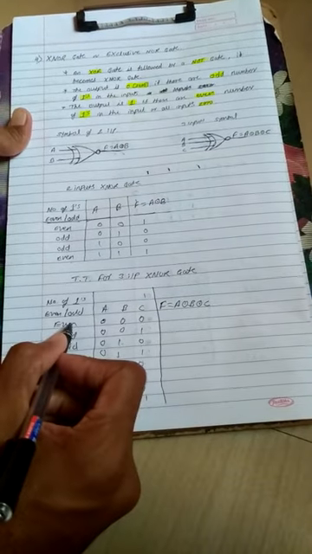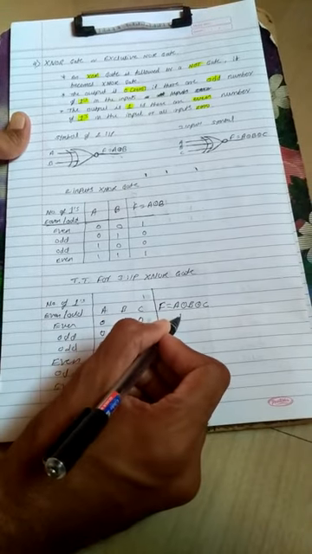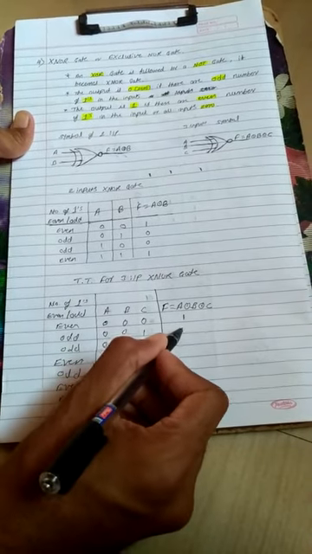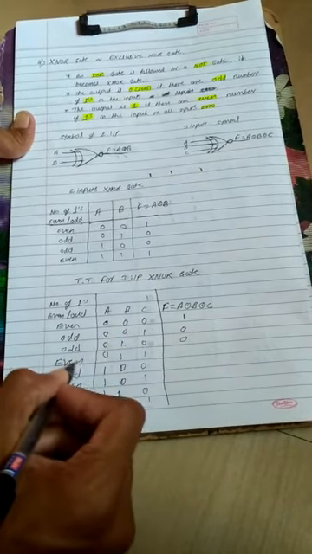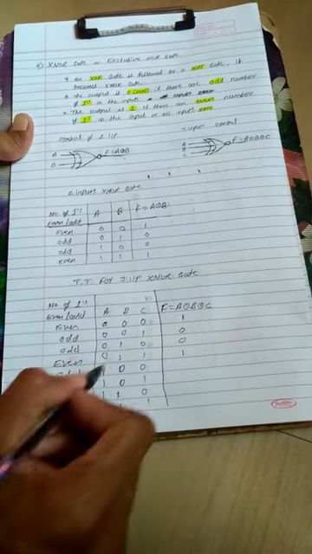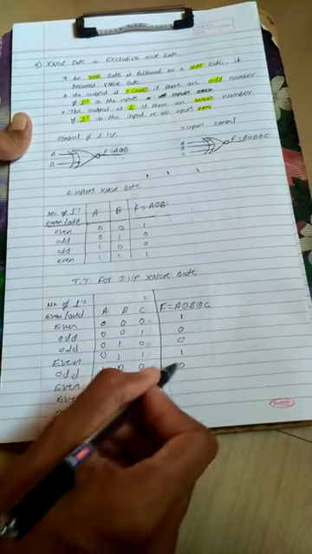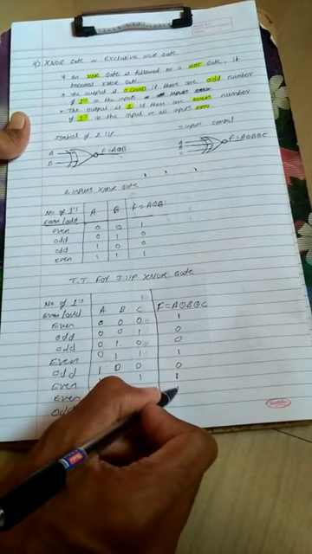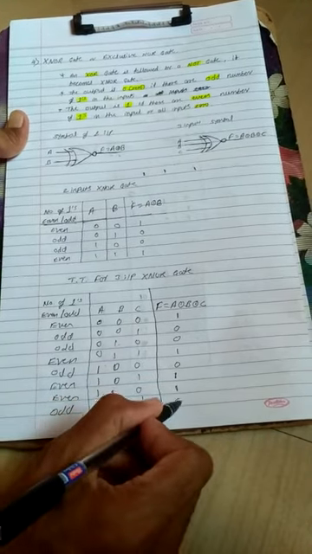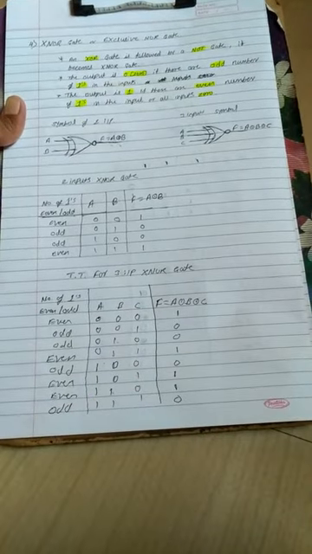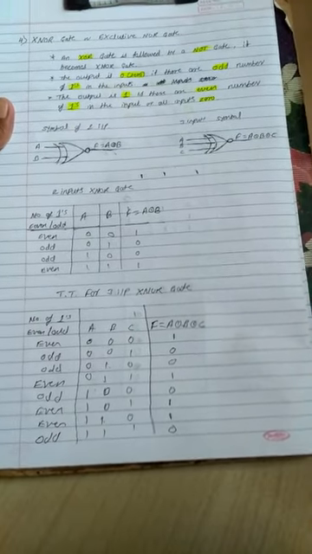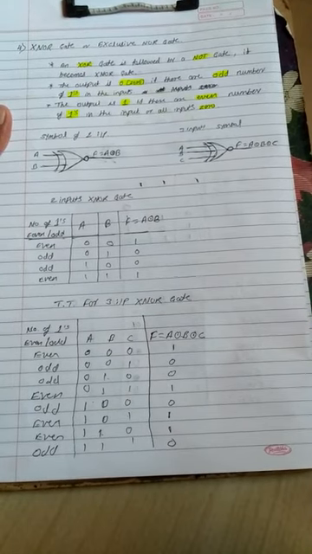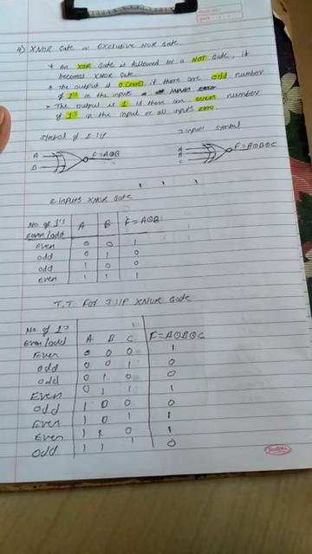So when it is even, its output is 1. If it is odd, its output is 0. The first two are both odd, output 0. Again it is even, output is 1. This is odd, output is 0. This is even, output is 1. Even, output is 1. And the last is odd, output is 0. So this is about the XNOR gate. These are the 4 derived gates we have discussed in this class.